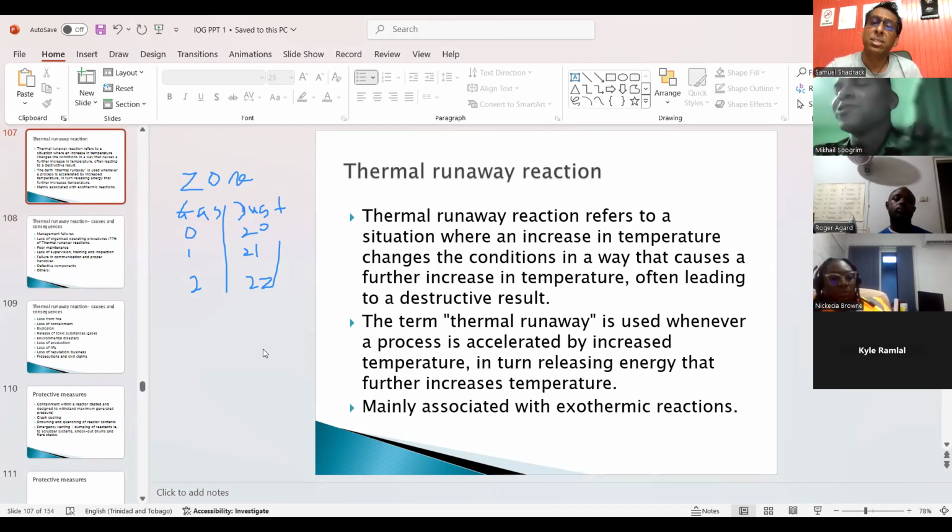The simplest way to think of a thermal runaway reaction is like a car going down a hill. You don't really need any more fuel. So that's like a thermal runaway reaction.